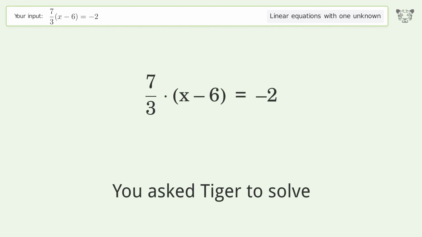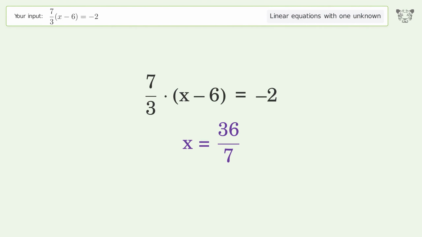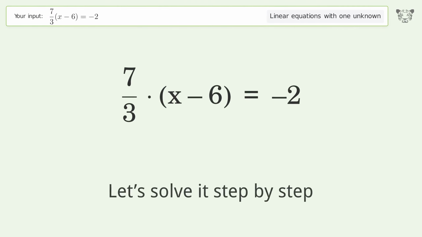You ask Tiger to solve this. It deals with linear equations with one unknown. The final result is x equals 36/7. Let's solve it step by step.